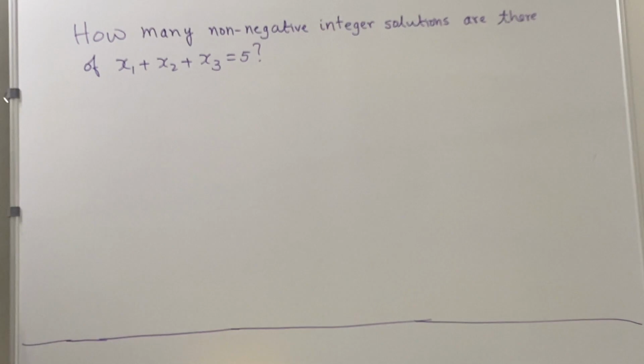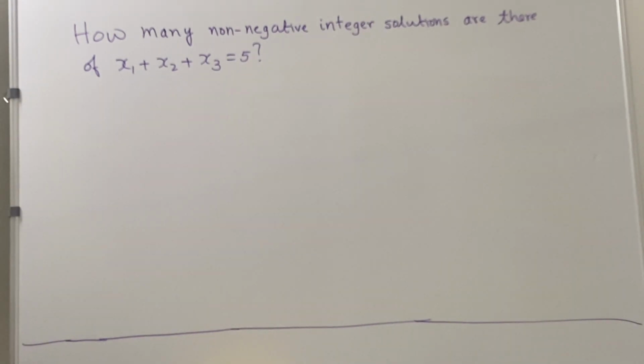Welcome to another edition of this series Math for No Reason. In this edition, we will be looking at this problem of finding non-negative integer solutions of x1 plus x2 plus x3 is equal to 5. In particular, we are interested in knowing how many non-negative integer solutions there are of this equation.